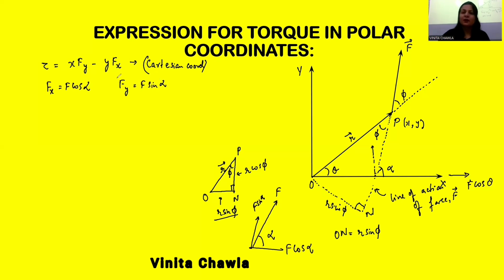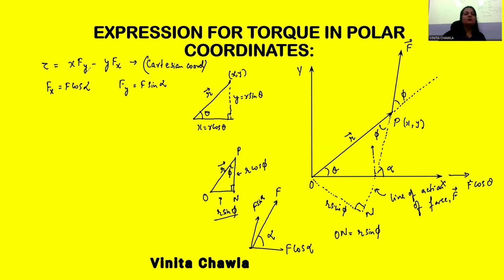Similarly, we can write X and Y in terms of theta. Again, look at this triangle. This angle is theta. This is vector R. Coordinates of this point, XY. We have XY here. So we can write X as R cos theta, and we can write Y as R sin theta.